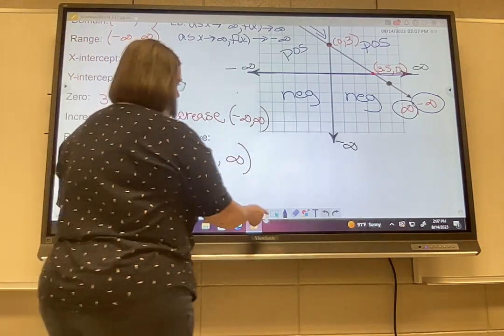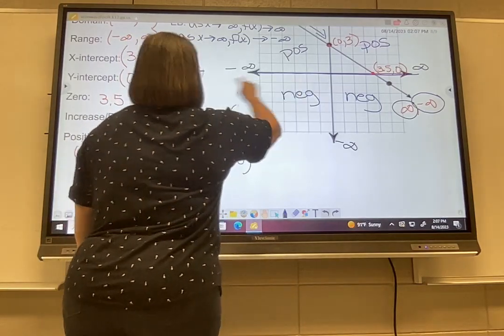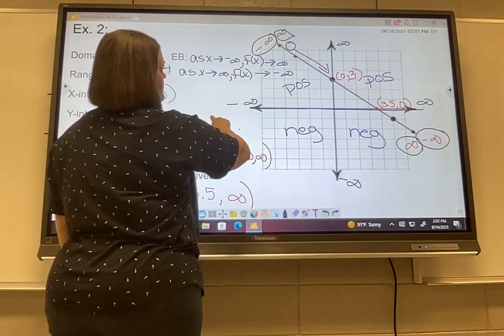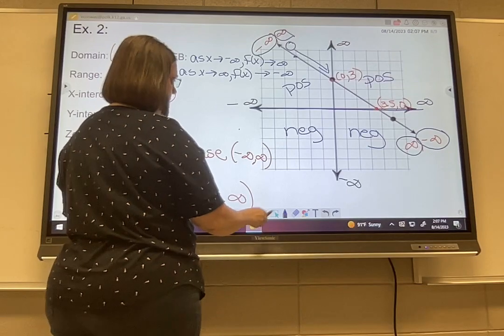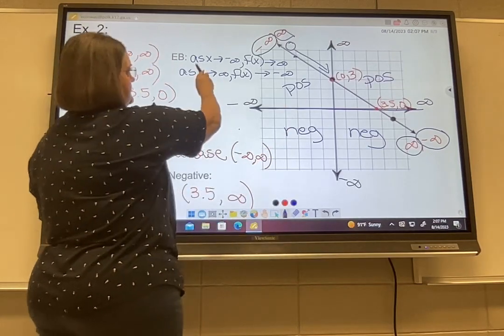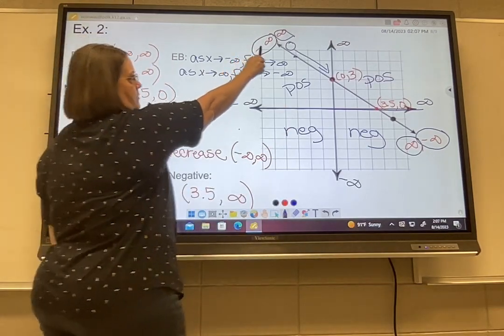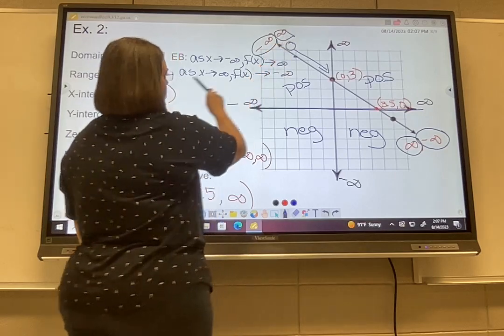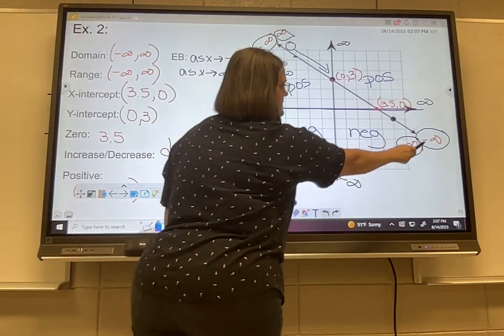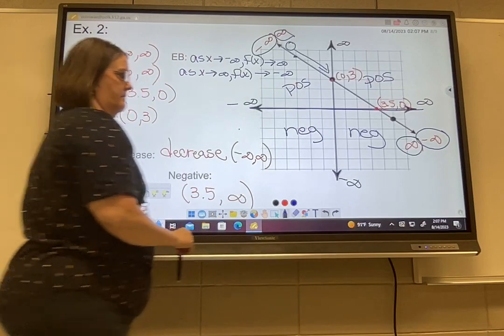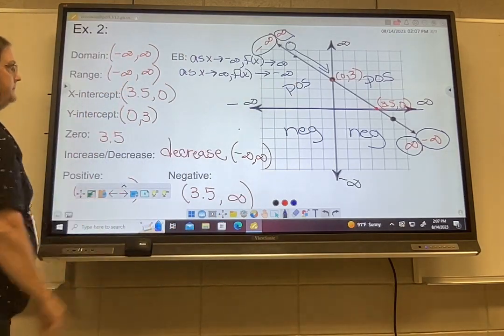Okay, and remember end behavior, all you're doing with end behavior is just reading the ends of your graph. So as x approaches negative infinity, what is y? It's infinity. As x approaches infinity, what is y? It's negative infinity.